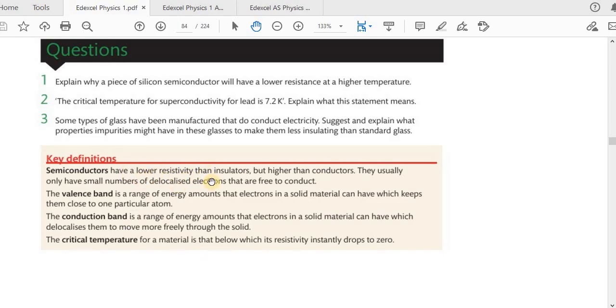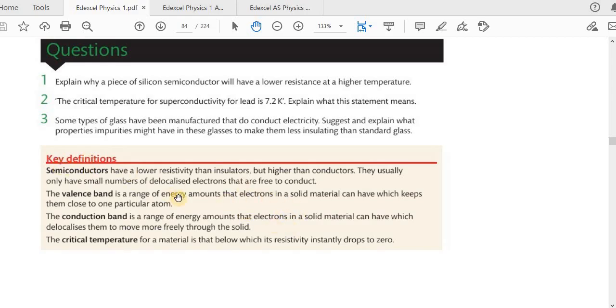So like I said, when the resistivity increases, the resistance increases. So semiconductors have a lower resistivity than insulators. Then conductors or metals have a lower resistivity, we can say, than semiconductors. They usually have only small numbers of delocalized electrons that are free to conduct, that is semiconductors.